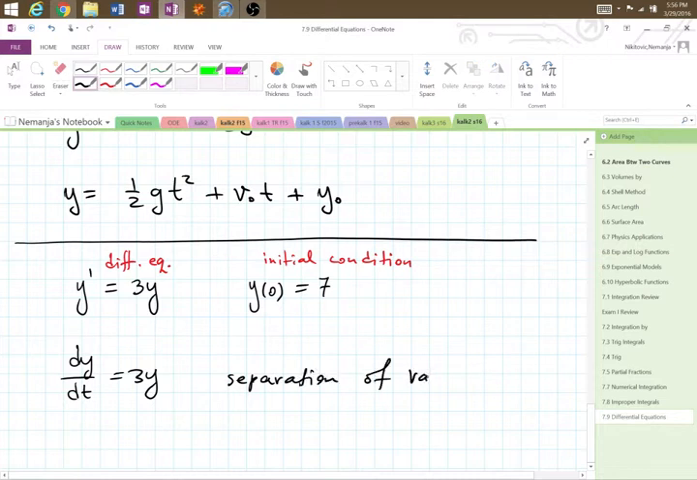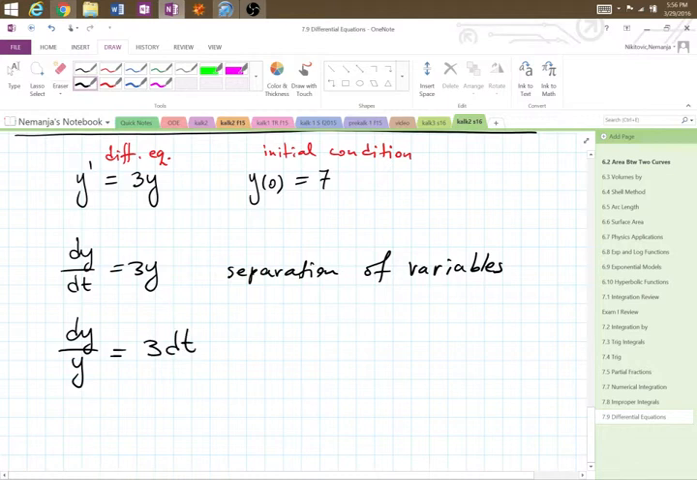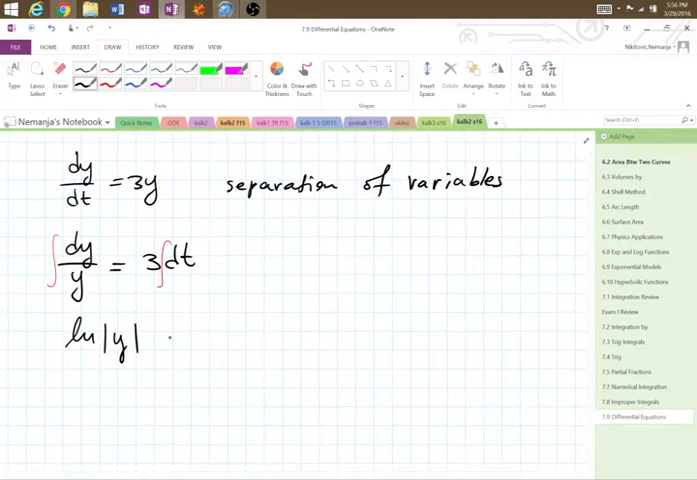We use separation of variables to solve this, which means that dy over y is going to be equal to 3 dt. There is no reason for me to move the 3. You can just leave it where it is. And once we separate the variables, we can integrate both sides, which will give us ln of absolute y on the left, because that's the dy over y, right? And on the right, the integral is 3t plus c.